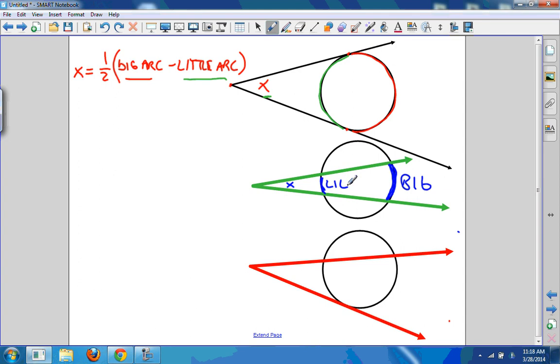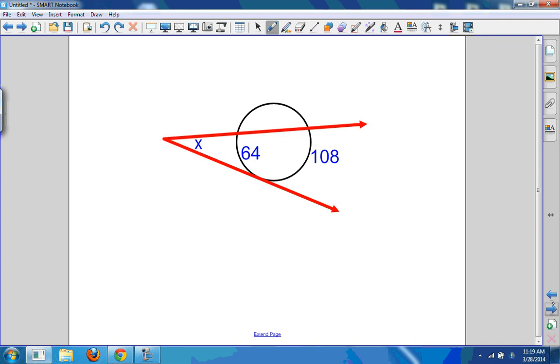So we have big, we'll call this little. All right, and the last one, we have a secant and a tangent. So if we're looking at this angle X, it's going to be the exact same relationship as the first one. It's going to be 1/2 times my big arc. Now my big arc is going from here to here, and my little arc is here to here. So little, big.